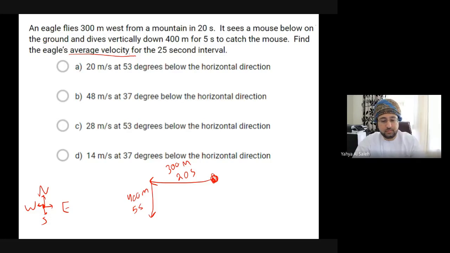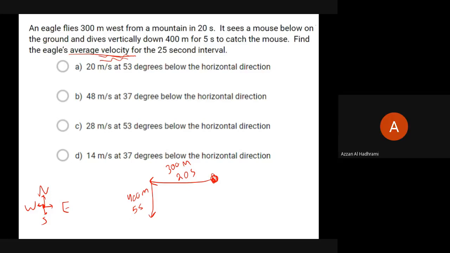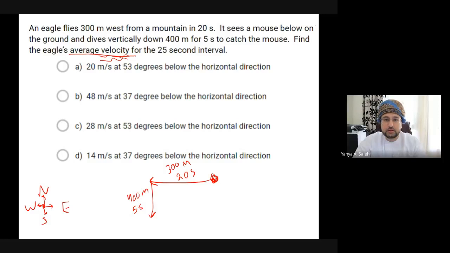Now, this is very important. Some of you might not have noticed it. We said average velocity. What's the difference between finding the average speed and the average velocity? Velocity has magnitude and direction. Excellent. But there's one more difference, which is key.